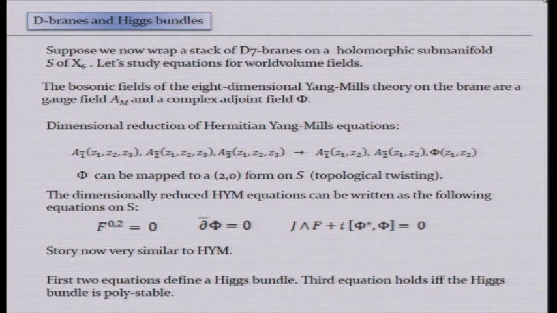And we replace the D_{z3 bar} component of the gauge field. We replace that by the complex adjoint field. Okay? And now you just substitute that into the Hermitian Yang-Mills equations, and you get some set of equations, which, after some manipulation, I'll say a little more about it, essentially is this set of equations. Okay, so that's the dimensional reduction of the Hermitian Yang-Mills equations. And those are the equations that should be satisfied if you want to preserve N=1 supersymmetry.